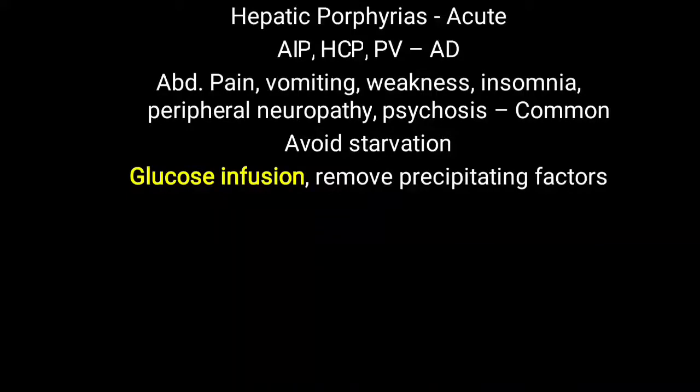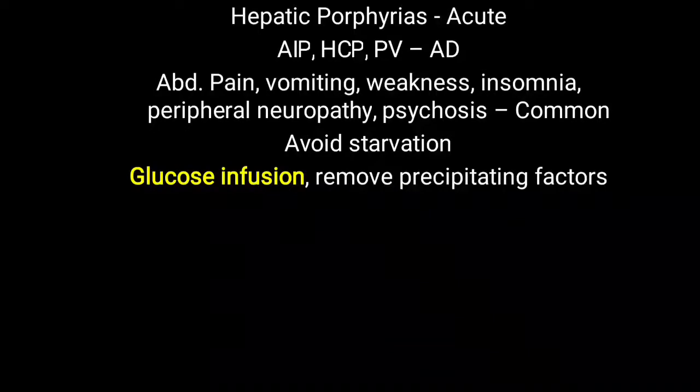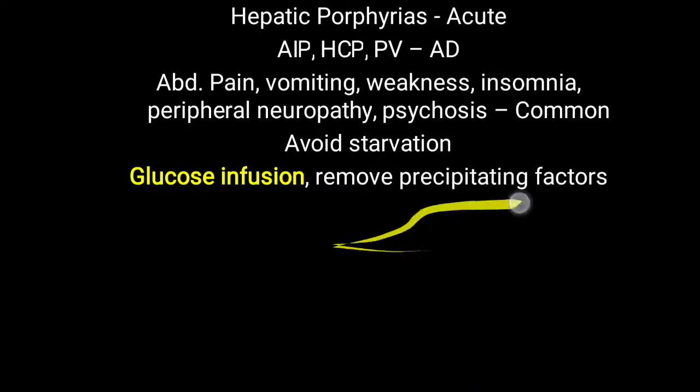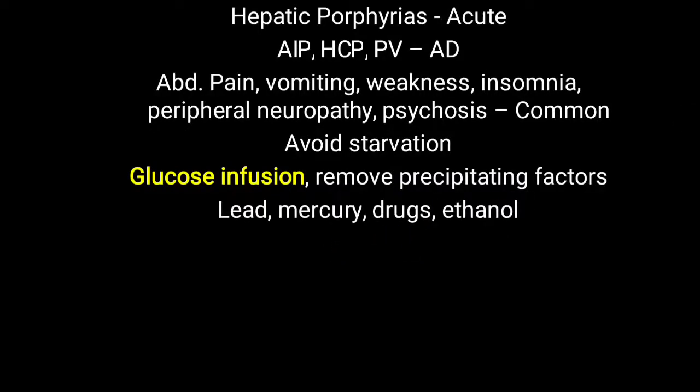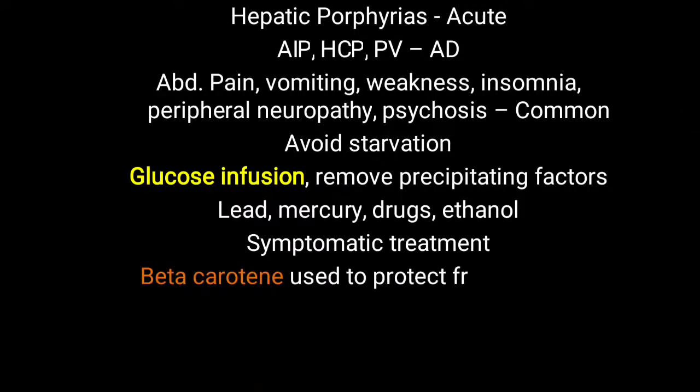like abdominal pain, vomiting and weakness. Further, remove the precipitating factor. Suppose there is lead poisoning, or the person is taking excessive alcohol, or even estrogen, that will also precipitate an attack of porphyria. So you have to remove that precipitating factor. For precipitating factors like lead, mercury, drugs, and ethanol, you have to remember to remove them, as well as give symptomatic treatment. That is the main goal in this porphyria.